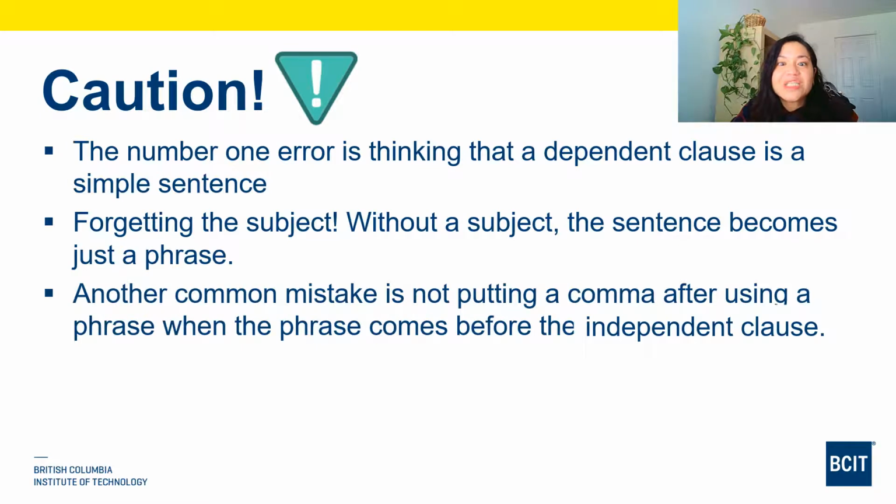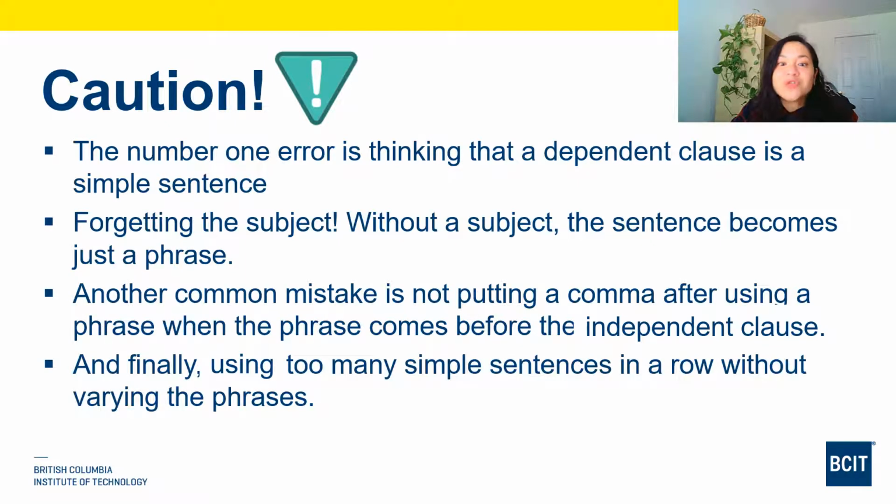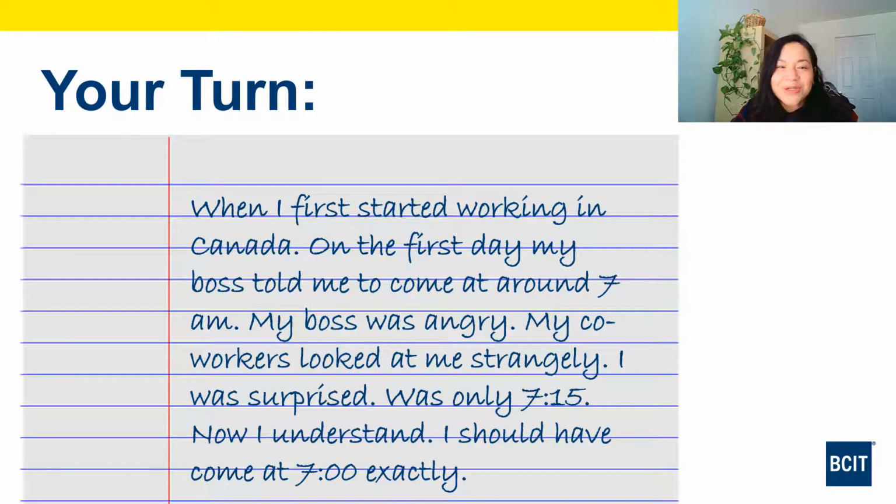Another common mistake is not putting a comma after using a phrase when the phrase comes before the independent clause. And finally, using too many simple sentences in a row without varying the phrases, as we saw before, makes the writing choppy. Now it's your turn. Read this text and find 4 mistakes that have been made with simple sentences, dependent clauses, and independent clauses and phrases. Pause the video while you do this.